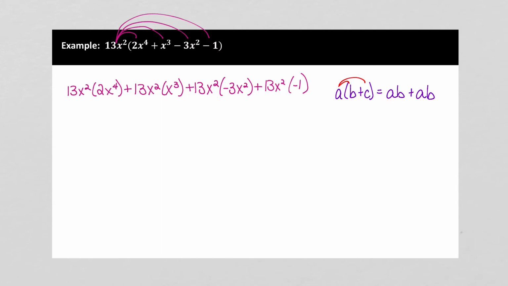Go through and multiply. 13 times 2 is 26. X squared times x to the 4th, that's x to the 2 plus 4 is 6. Then we have 13 x to the 2 plus 3 is 5. 13 times negative 3 is negative 39. X to the 2 plus 2 is 4. And the negative 1 times 13x squared is just negative 13x squared.